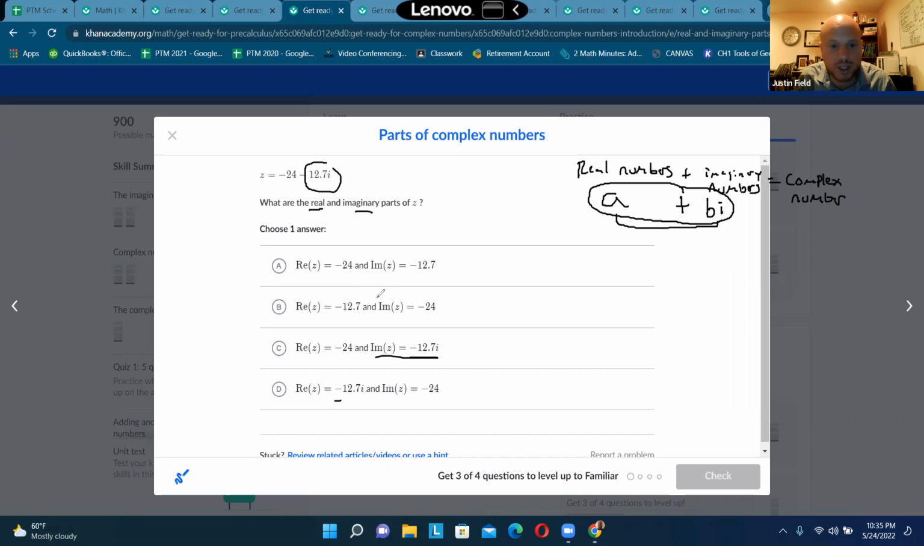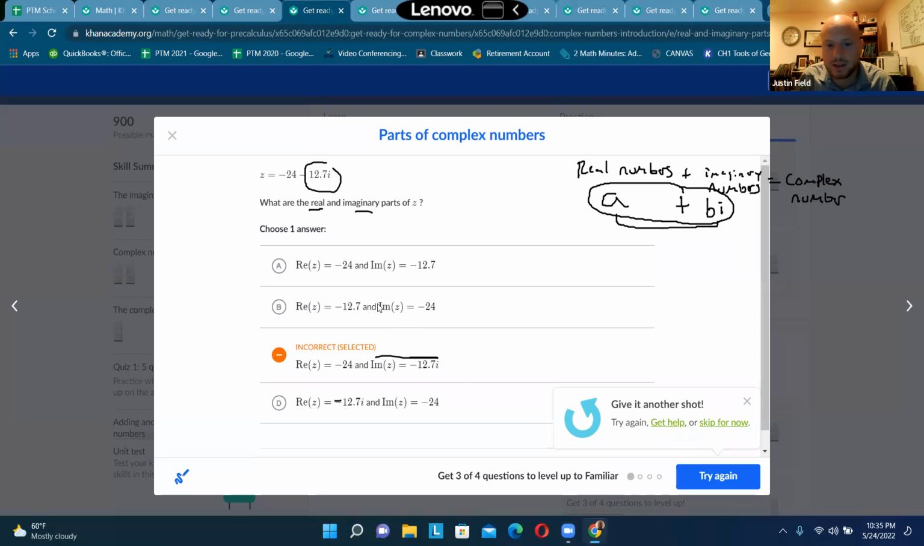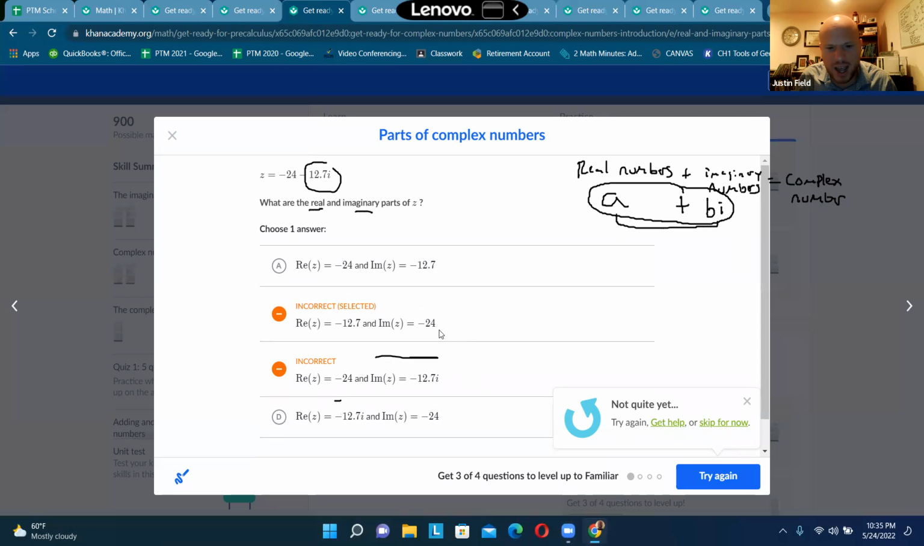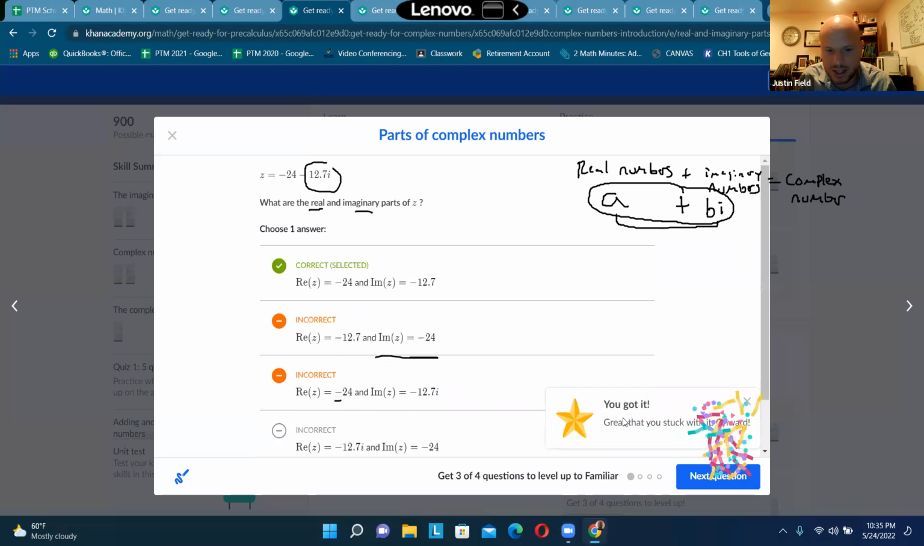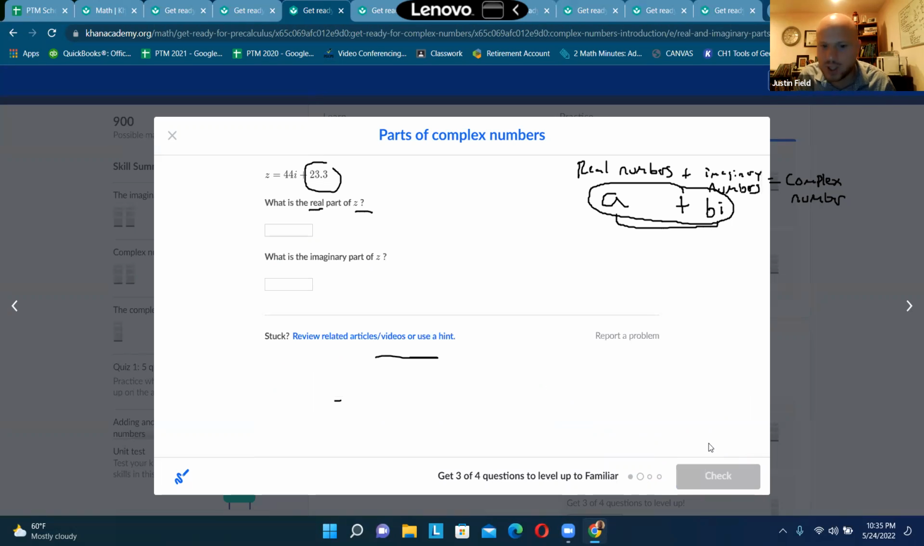Imaginary part, negative 12.7i, and the real part, negative 24. Now, it's true that it could be without the i, but we're about to find out. It is without the i. So now we just learned something. The imaginary part is just the coefficient, the thing next to the i. So let's use that knowledge.